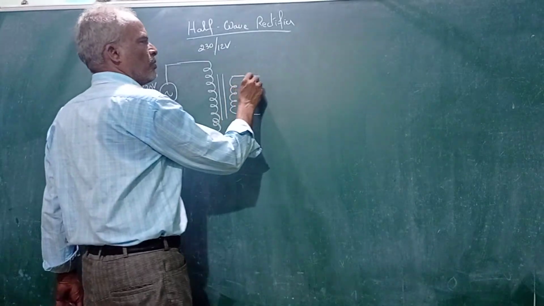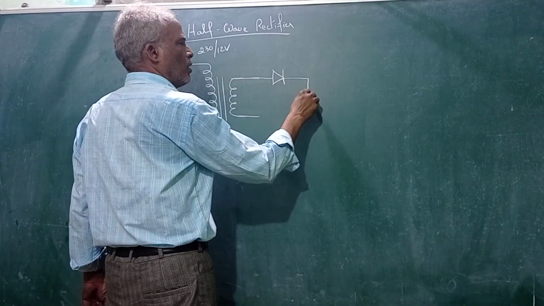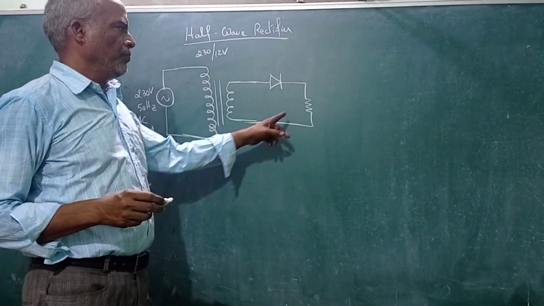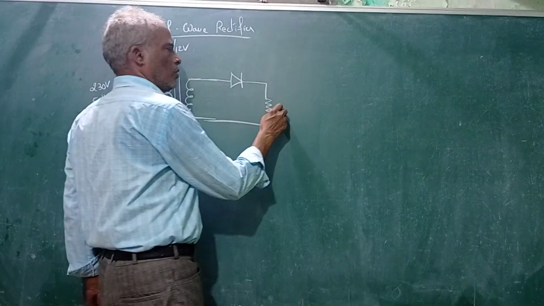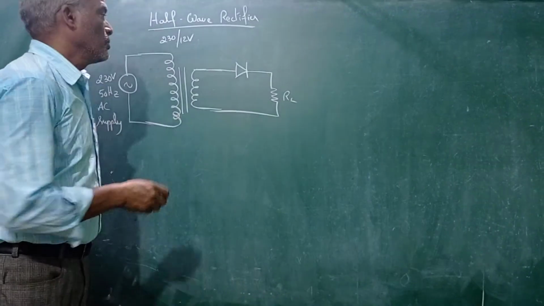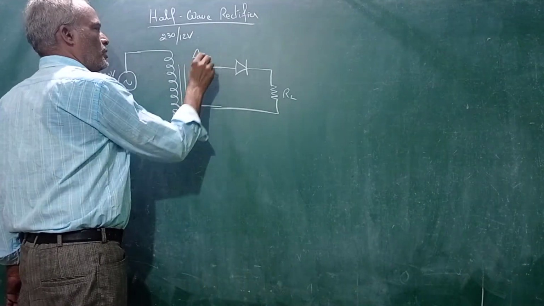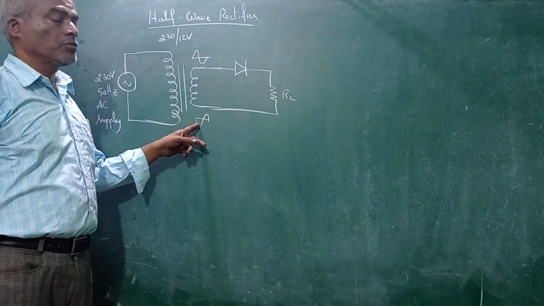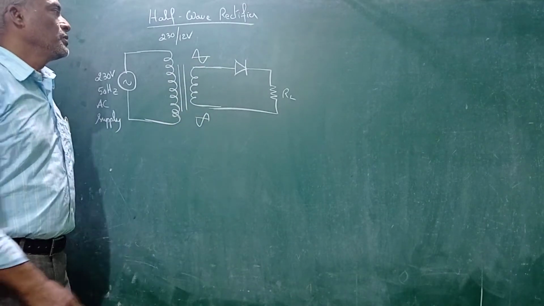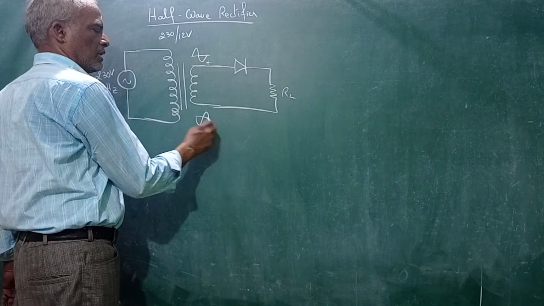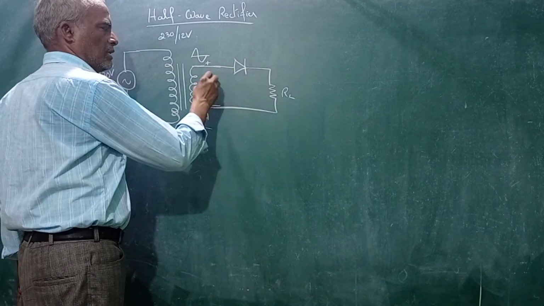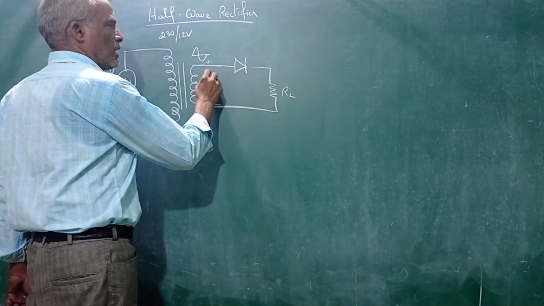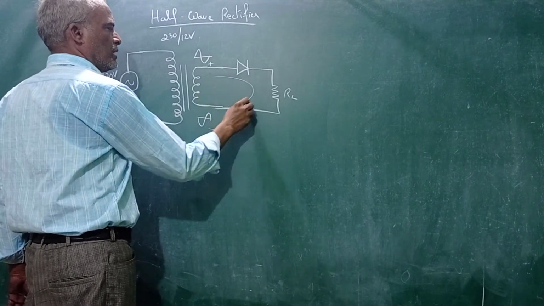So for that we connect a diode. I want a DC supply across this load RL. If you carefully note, when the top portion goes positive, the bottom portion goes negative. So when this is positive, this end goes negative. The diode will start conducting because it is forward biased. Plus is connected here, negative is connected there, so it is forward biased. So current starts flowing through this circuit like this.